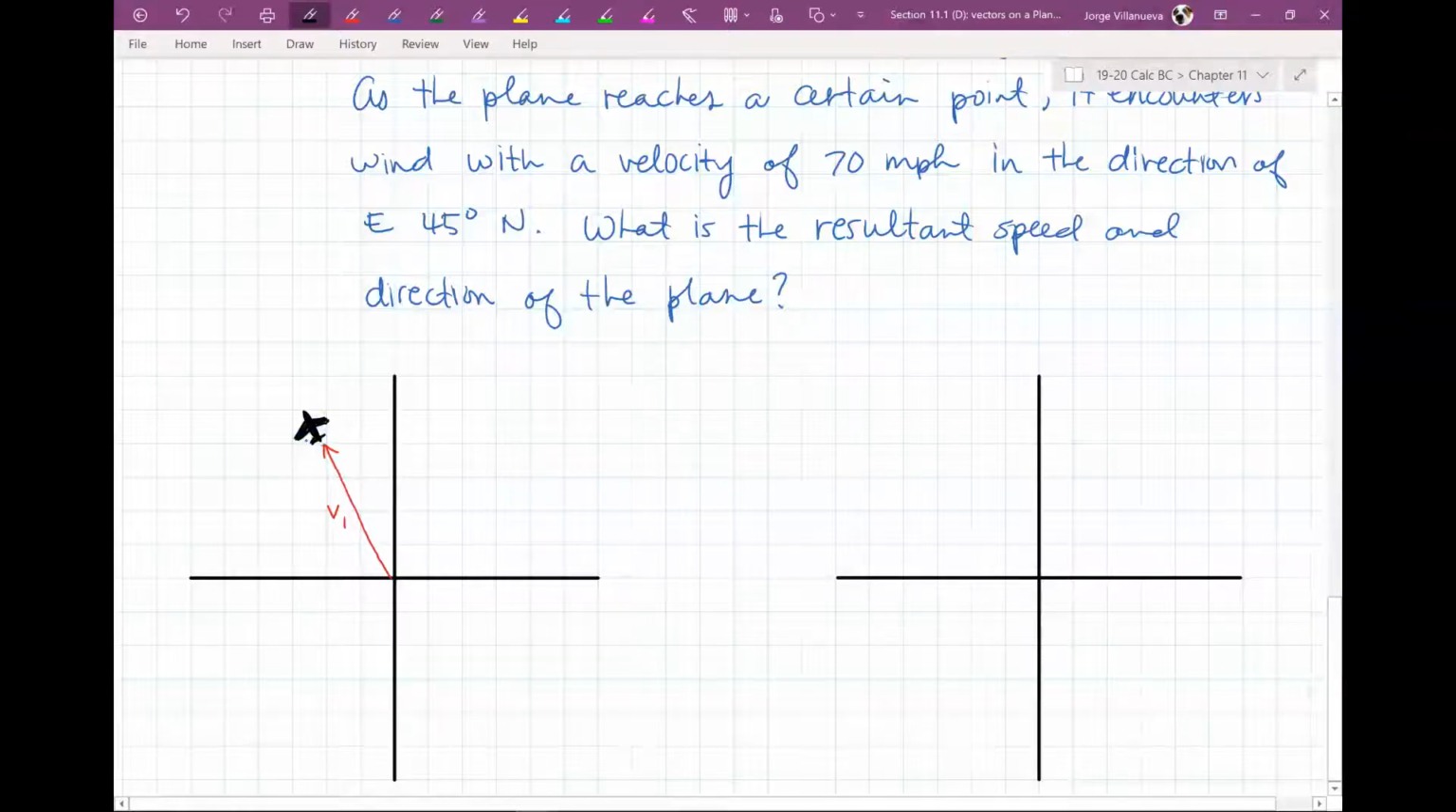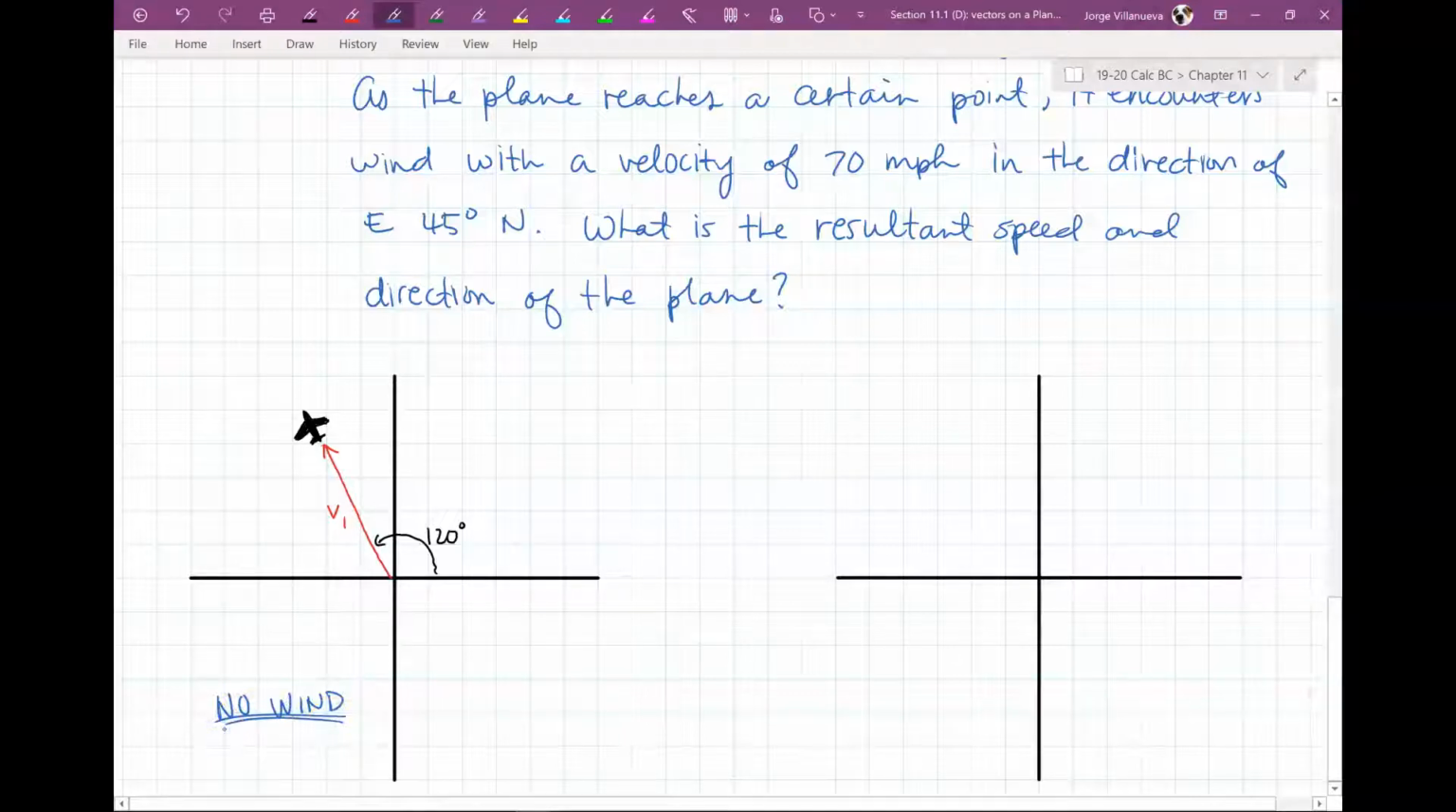Okay, so there's the airplane, and like I said, it's north 30 degrees west, which means that you start from the north, you go 30 degrees to the west, so that's going to be a 120 degree angle. So that's the initial drawing, without wind. I'll put that right here. No wind. That's to start.